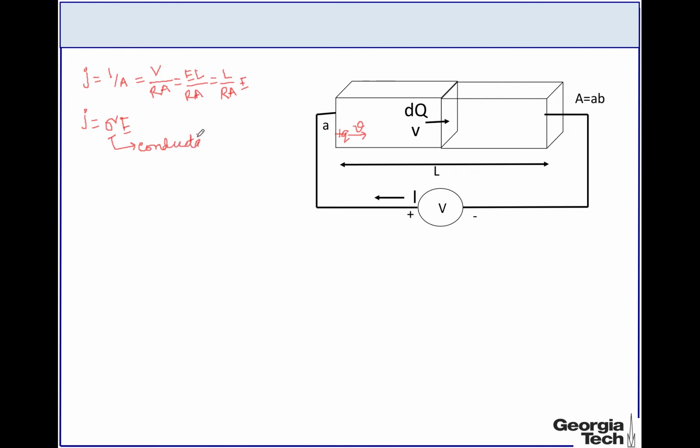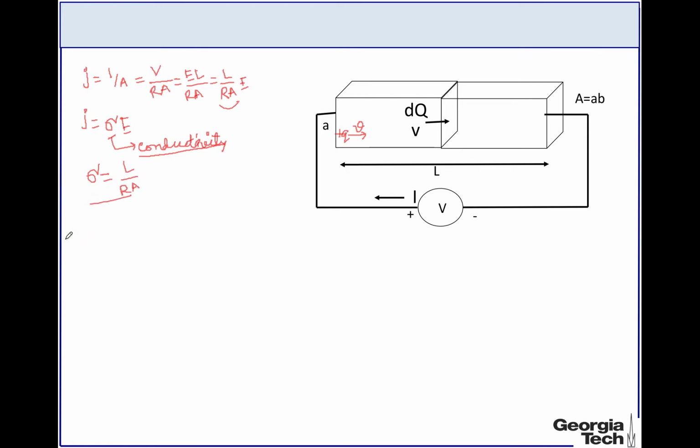conductivity. This is called conductivity. Conductivity of the metal, and this sigma is equal to L divided by R divided by A. All right.